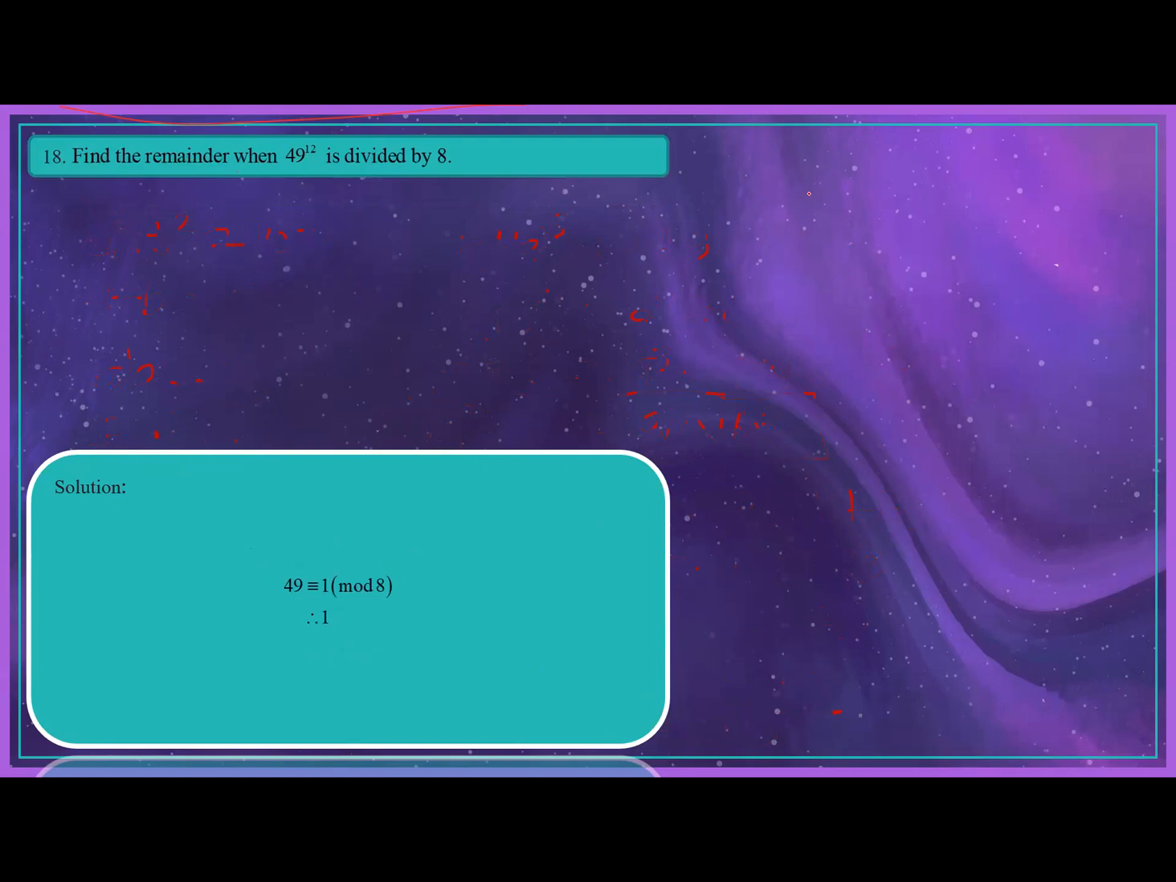Find the remainder when 49 raised to 12 is divided by 8. Okay, so first, you need to find the remainder when 49 is divided by 8. So the nearest multiple is 48. So basically 49 is 1 modulo 8. So we raise this to 12. So basically 49 raised to 12 is also 1 modulo 8. So the remainder is 1.